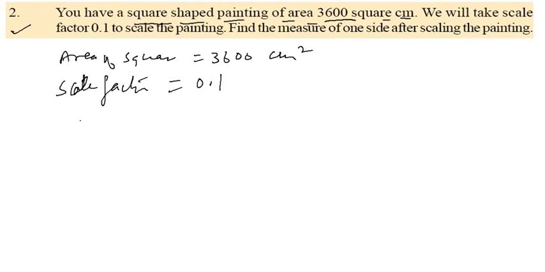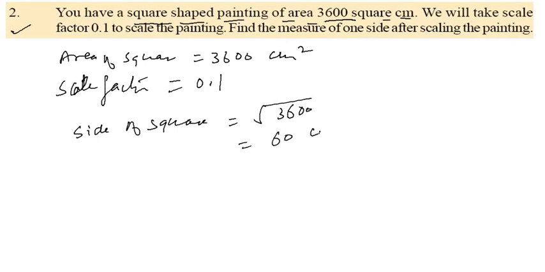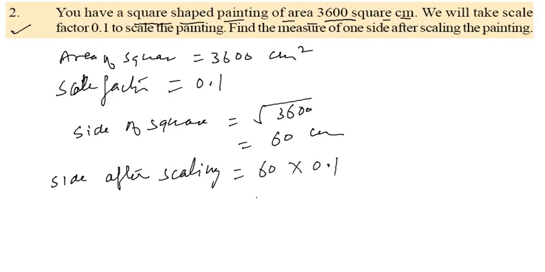So first of all, we can write the side of the square is equal to square root of 3600, and that will be equal to 60 centimeter. Now side after scaling is equal to 60 into 0.1. So this will be 6 centimeter, and that will be your answer.